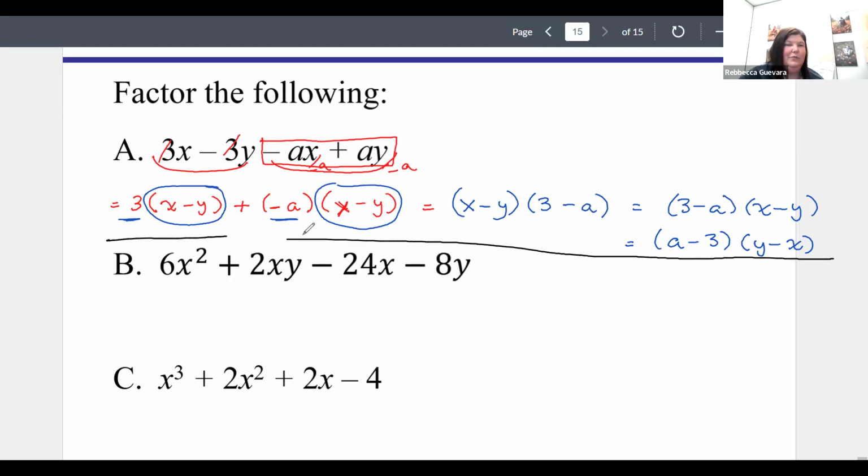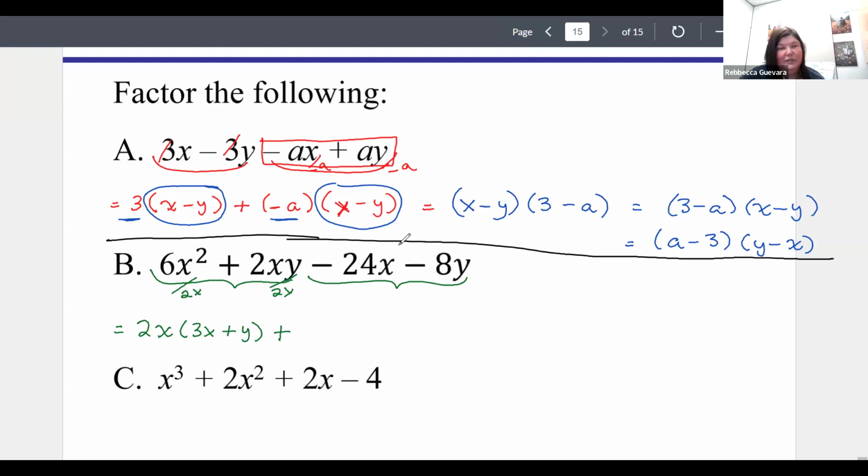Okay, so for B, this will be the same thing. We're going to match these two together, and then we're going to match these two together. So for 6x squared plus 2xy, both are divisible by 2 and an x. So I factor out a 2x, I'm just left with 3x plus y. I'm going to write plus here again.